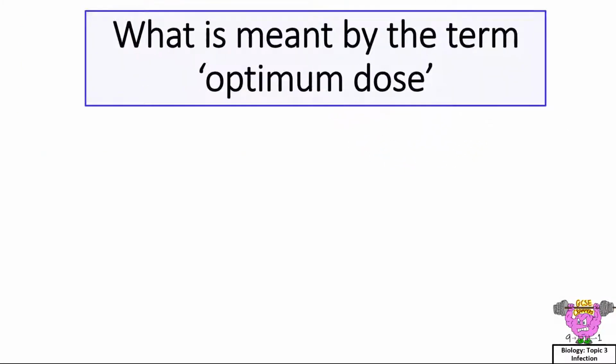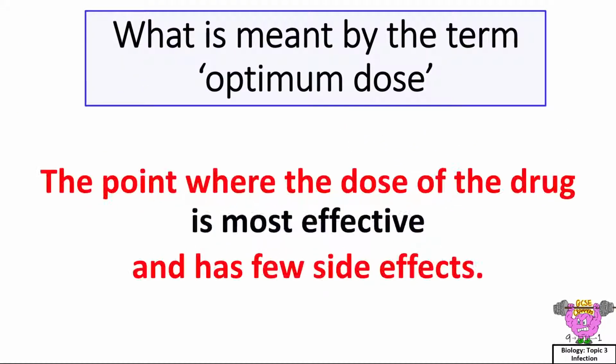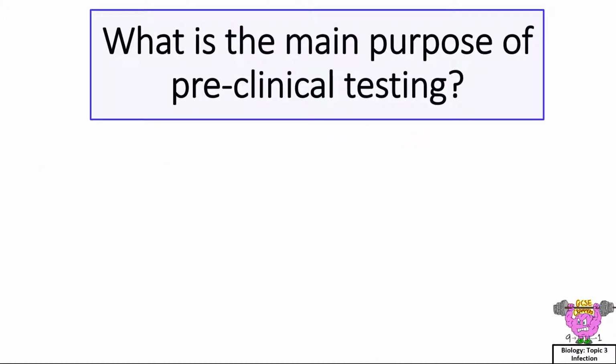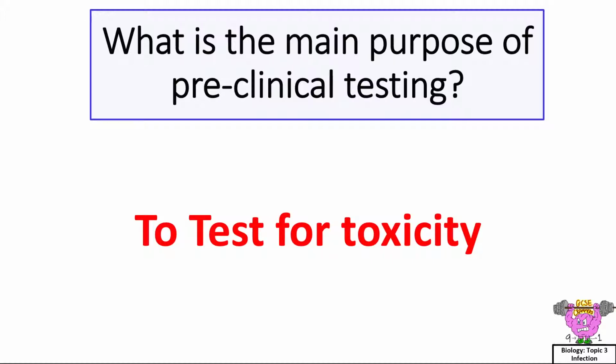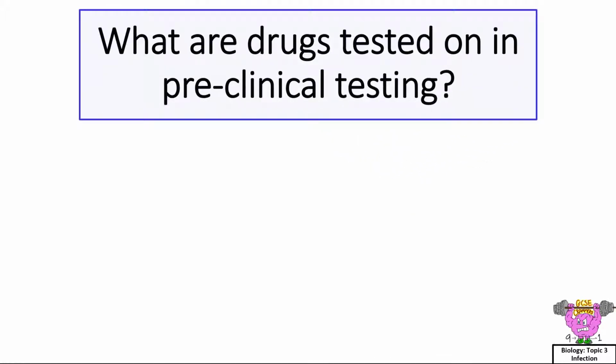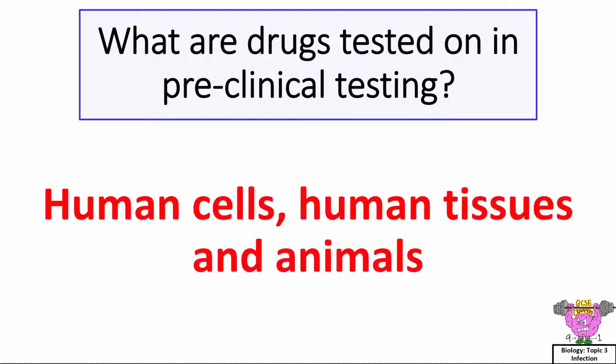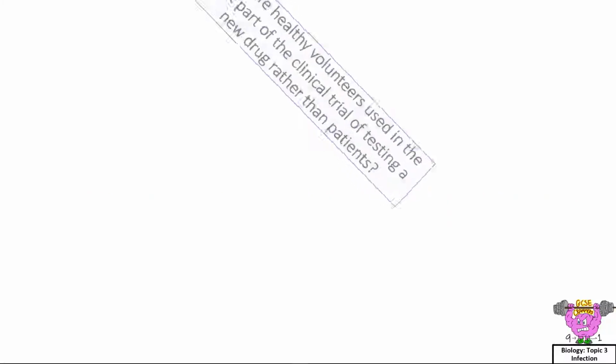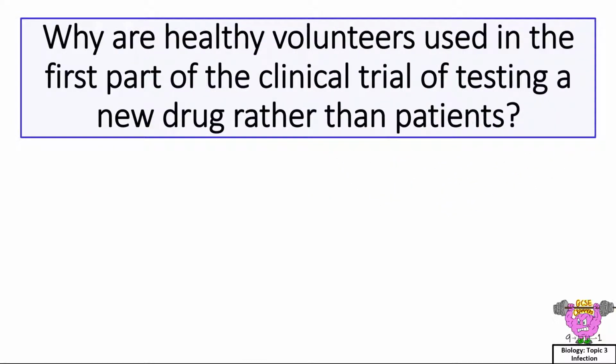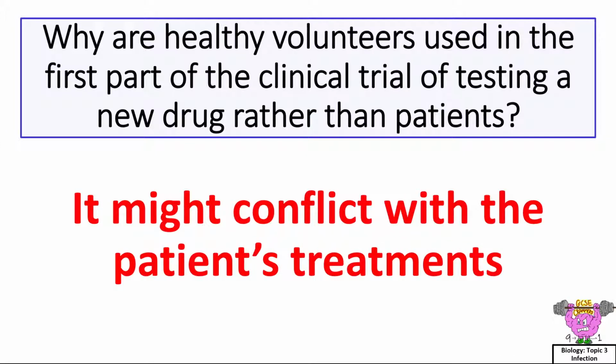What is meant by the term optimum dose? The point where the dose of the drug is most effective and has few side effects. What is the main purpose of preclinical testing? To test for toxicity. What are drugs tested on in preclinical testing? Human cells, human tissues, and animals. Why are healthy volunteers used in the first part of the clinical trial of testing a new drug rather than patients? It might conflict with the patient's treatments.